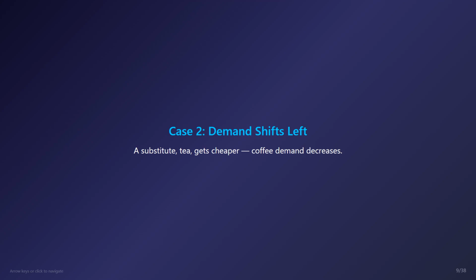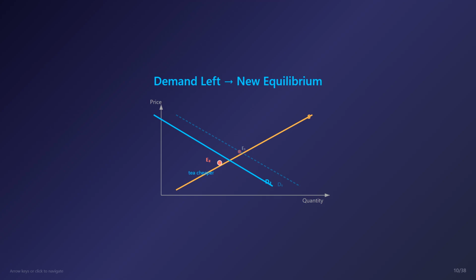Now case 2, demand shifts to the left. Suppose tea, a substitute for coffee, becomes much cheaper. Some coffee drinkers switch to tea, so the demand for coffee falls at every price, and the curve moves left. On the graph, the new demand curve sits inside the faded original. The equilibrium slides down the supply curve, from E1 to a lower E2, to the left and down.